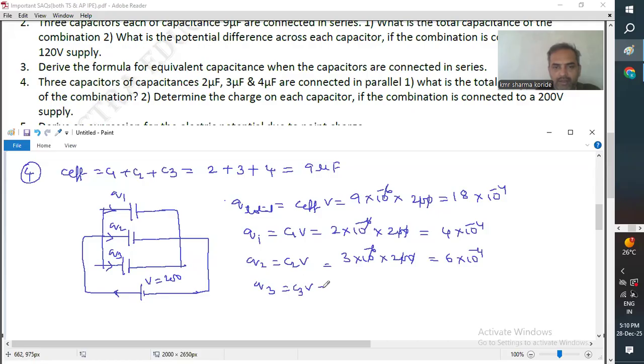Q3 equal to C3V. C3 is 4 microfarad with 200. So this is going to be 8 into 10 to the power of minus 4. So if you add them, 4 plus 6 is 10, plus 8 is 18, the same as the total charge. Therefore, individually, the charge stored on the first is 4 into 10 to the power of minus 4 coulomb, on the second 6 into 10 to the power of minus 4 coulomb, on the third 8 into 10 to the power of minus 4 coulomb.